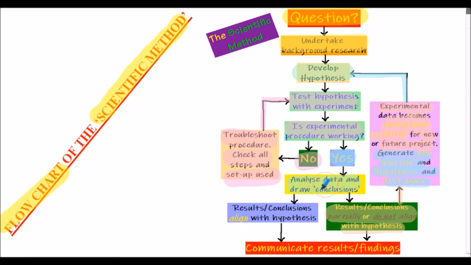If when we analyse our data and draw our conclusions, the results do align with our hypothesis or answer our research questions, we communicate the results or the findings. And of course, we may want to communicate our results and findings at the stage where our results or conclusions do not confirm our hypothesis or answer our research questions. So that's the generic overview of the scientific method.